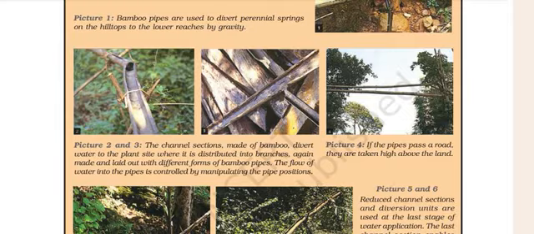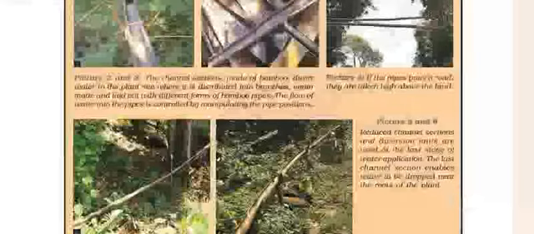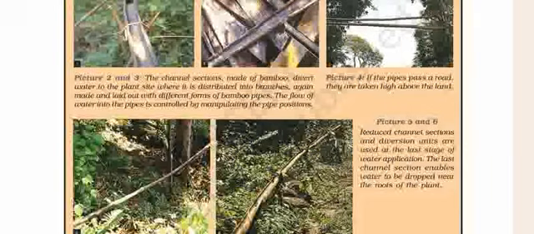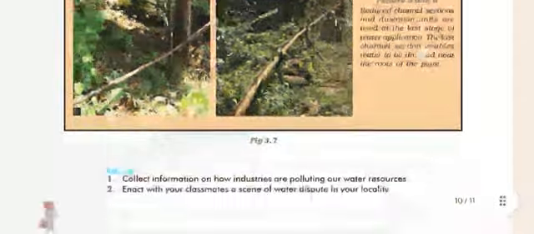If the pipes pass a road, they are taken high above the land. Pictures 5 and 6. Reduced channel sections and diversion units are used at the last stage of water application. The last channel section enables water to be dropped near the roots of the plant.